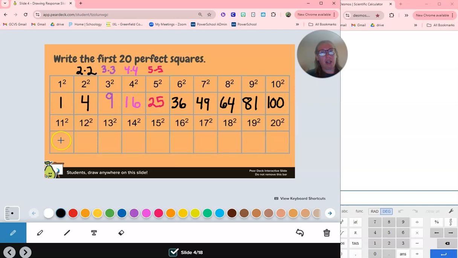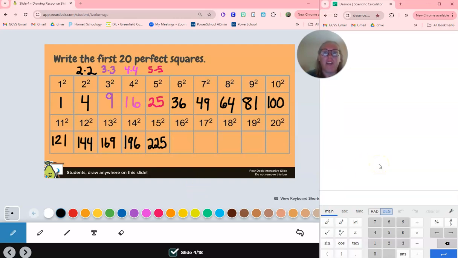If we continue to go, 11 squared is 11 times 11, which is 121. 12 squared is 12 times 12, which is 144. 13 squared is 13 times 13, which gets us 169. And 14 squared is 196. 15 squared, 15 times 15 is 225. Now let's look at the calculator for the last few.